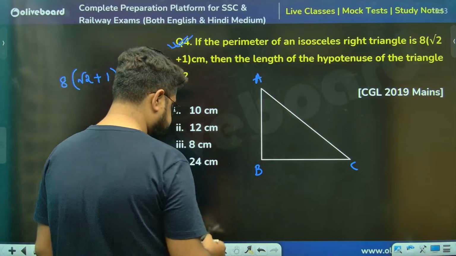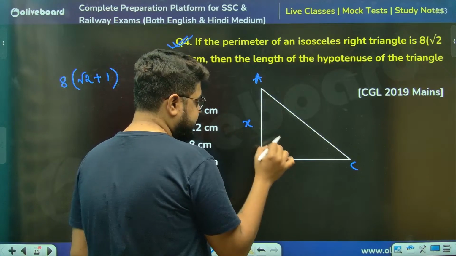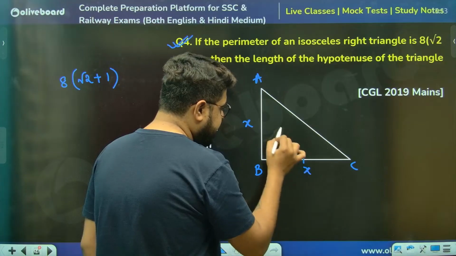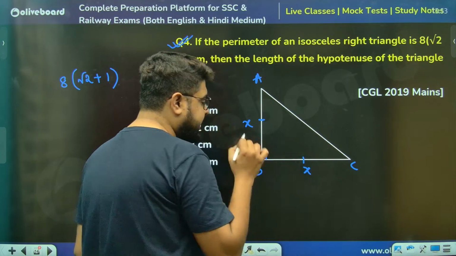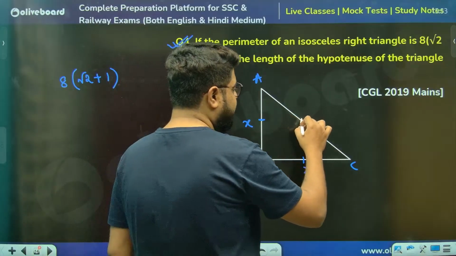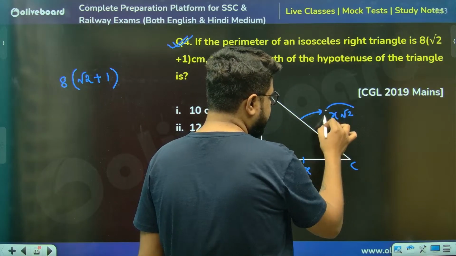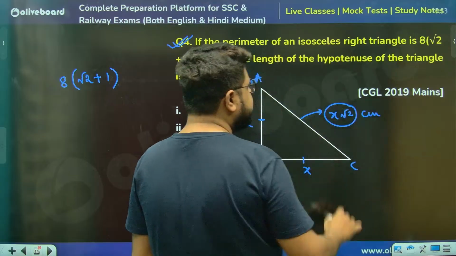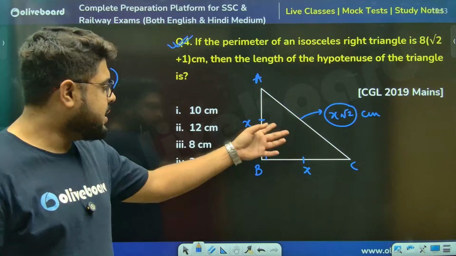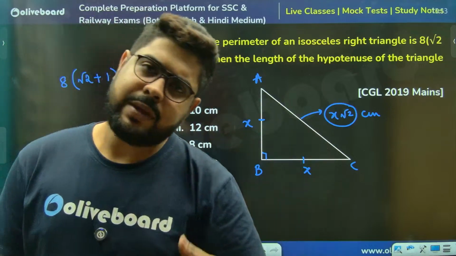Let us do one thing, sir. If this is x, this is also x, right angle isosceles. Now this is 90 degrees. Can anyone tell me how much this will be? So this is directly x root 2. How? Using Pythagoras. And you can also remember if both are the same, it is just root 2 times. It comes from using Pythagoras.